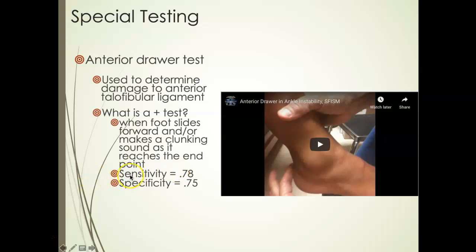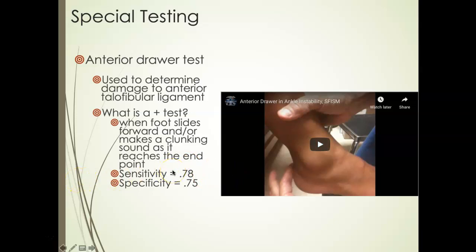So let me say it this way. In this particular case, if the anterior drawer test is negative, then we are 78% sure that that patient doesn't have the pathology, right? So let me say it again. A highly sensitive test is a test that is good at ruling out pathology. So if that test is negative, we're sure they don't have it, right? In this particular case, the sensitivity of your anterior drawer test is 0.78, which means if we get a negative test, there's no laxity when we do the anterior drawer, we're 78% sure that that patient doesn't have a compromise to the anterior talofibular ligament.